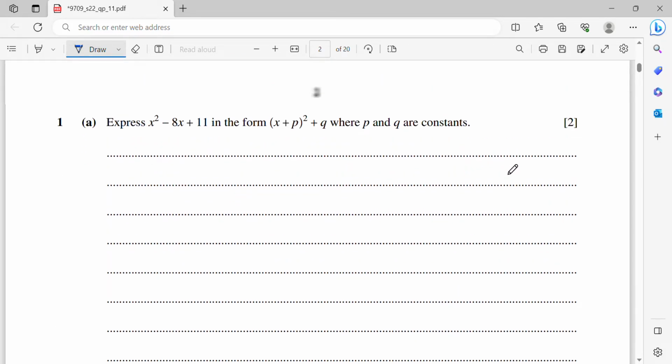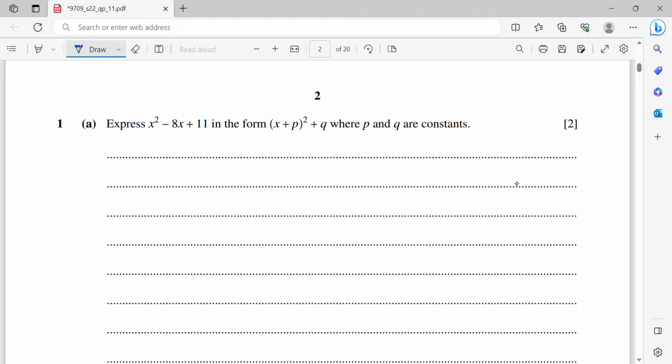Now 1a, express x squared minus 8x plus 11 in the form (x plus p) squared plus q, where p and q are constants. So to get this form, basically we need to carry out the completing the square method. Okay, so first of all, I will rewrite the quadratic function. So according to the completing the square method, the coefficient for the x squared must be positive 1.